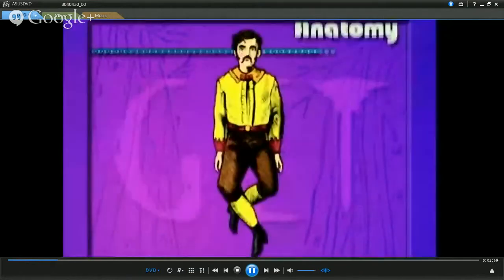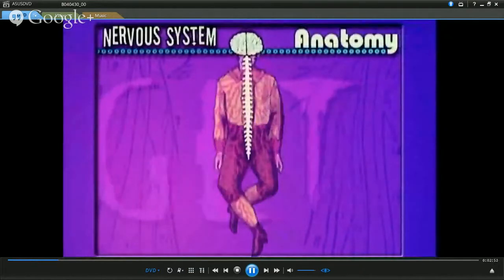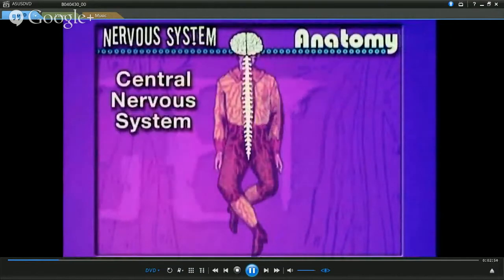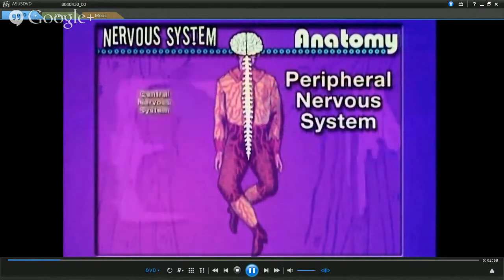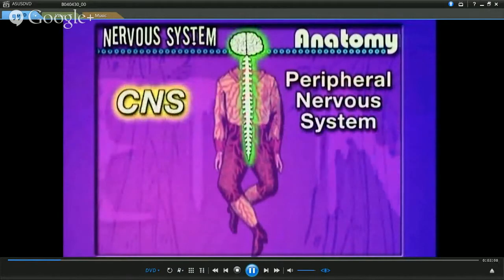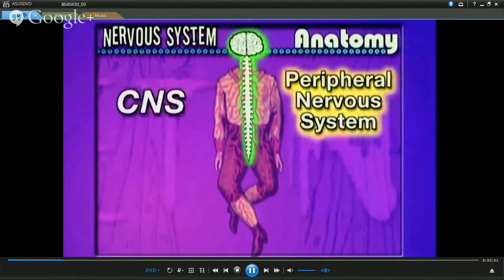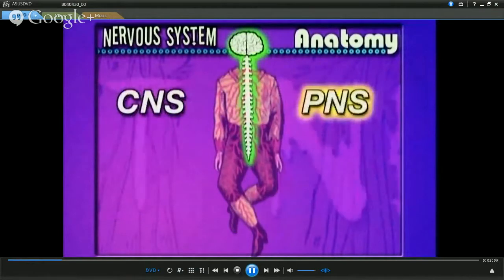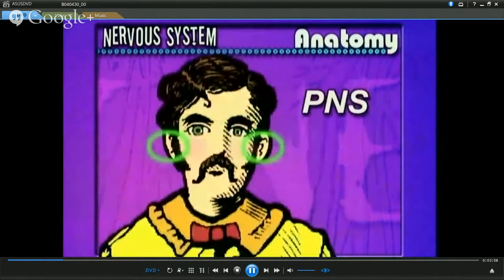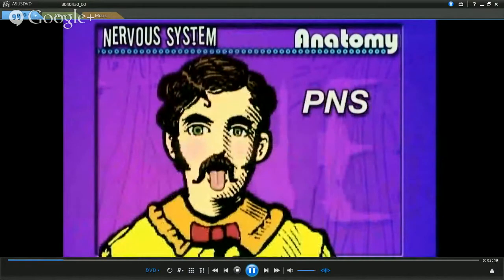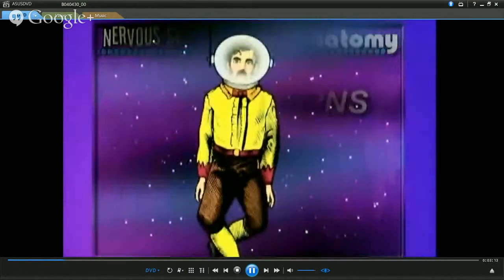We'll split up the nervous system into two broad parts, the central nervous system and the peripheral nervous system. The central nervous system, or CNS, is your brain and spinal cord. The peripheral nervous system, or PNS, is everything else. It's all your nerves and stuff, and your eyes, your ears, and your tongue. Basically, the PNS is the link between you and the outside world.